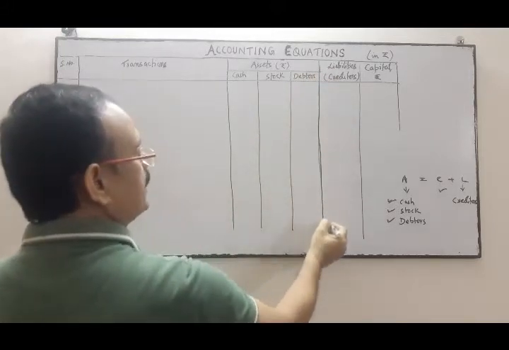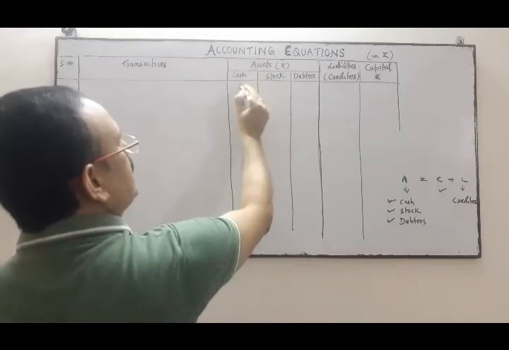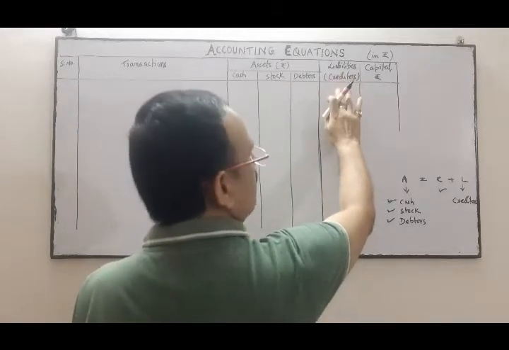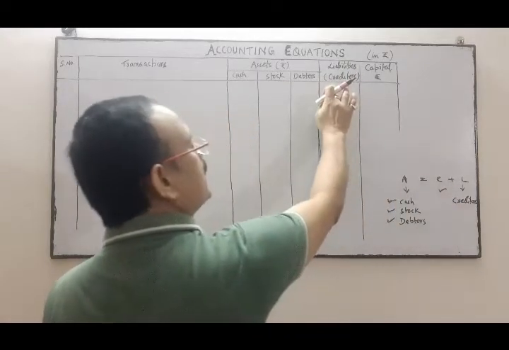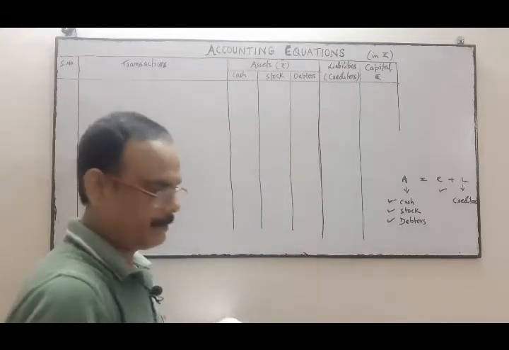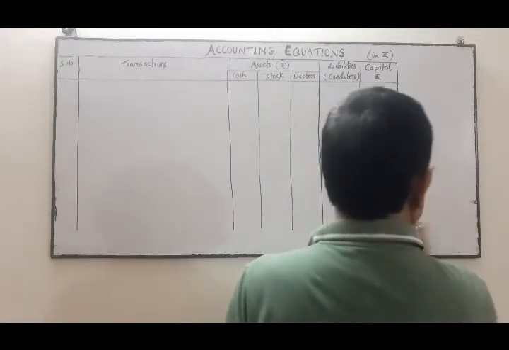This side is your asset side, and assets are classified into cash, stock, and debtors. And on this side are your liabilities, only creditors. There is only one item in liabilities, that is creditors, and the rest is your capital.